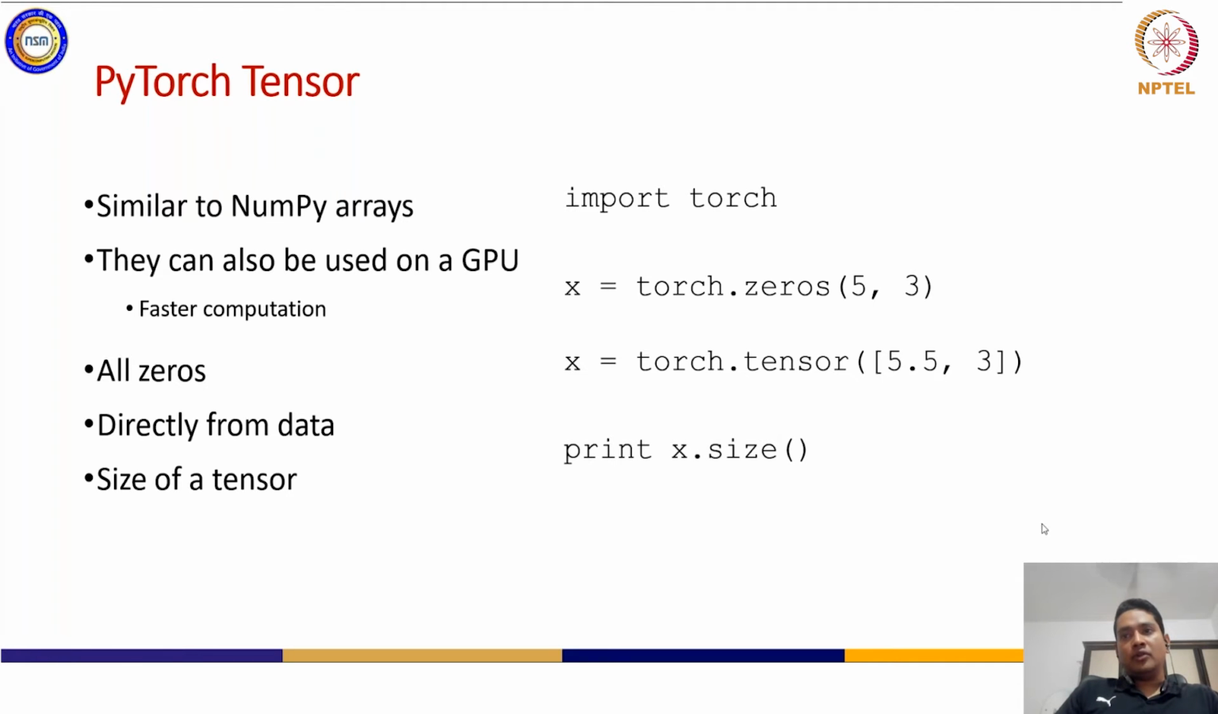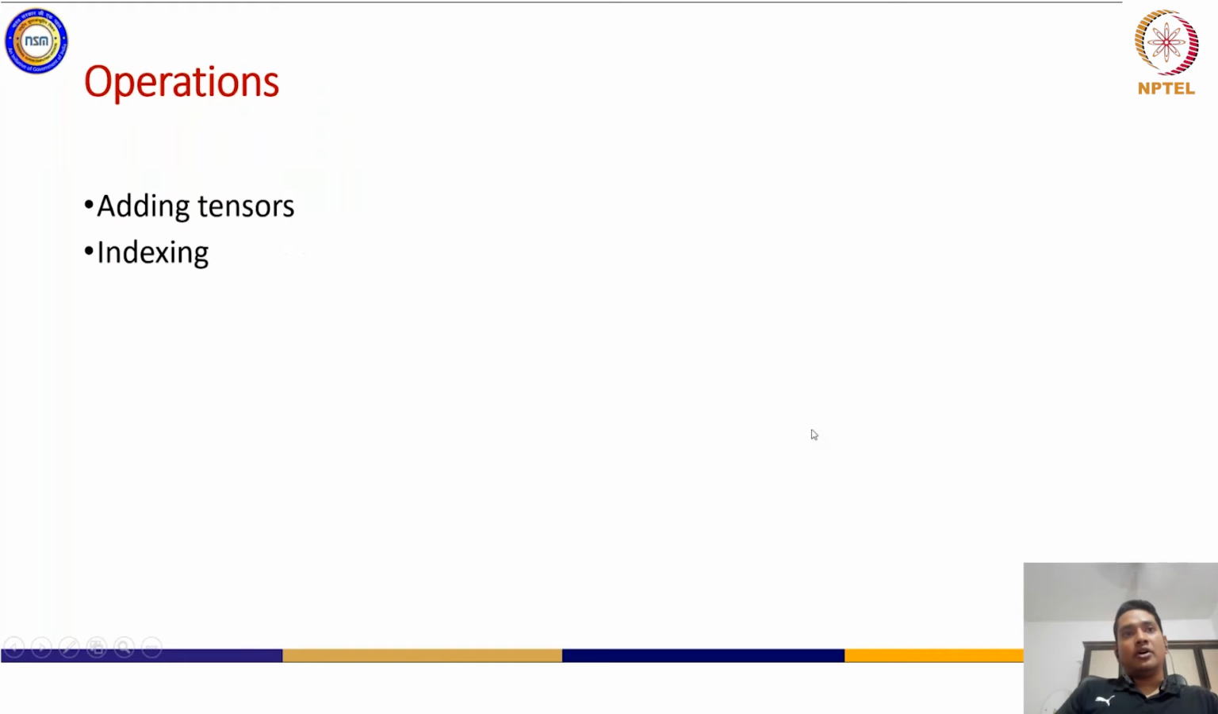Now, knowing the sizes of the tensors is very, very important, because while designing your algorithm and working with large tensors, at times you need to get the sizes of the different tensors that you are defining. In that case, the dot size function will give you the sizes of these tensors. So x dot size will give you the size of the tensor.